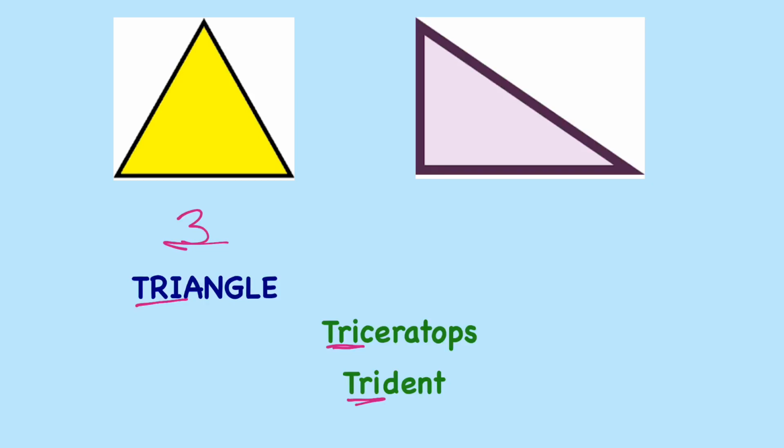This second shape here is also a triangle. You can see it's slightly different. It has 2 sides here and then it has a long side. So both these shapes are triangles because they have 3 sides, but those sides can be different lengths.